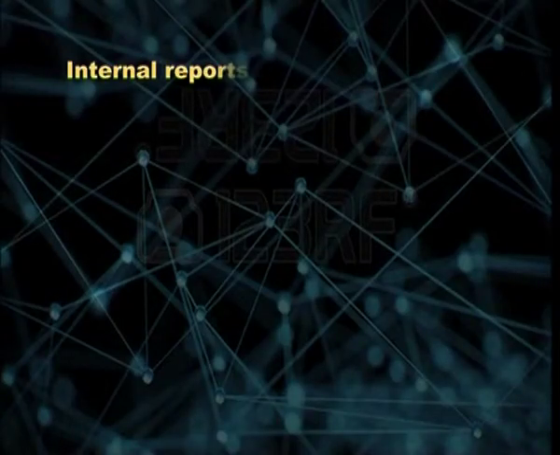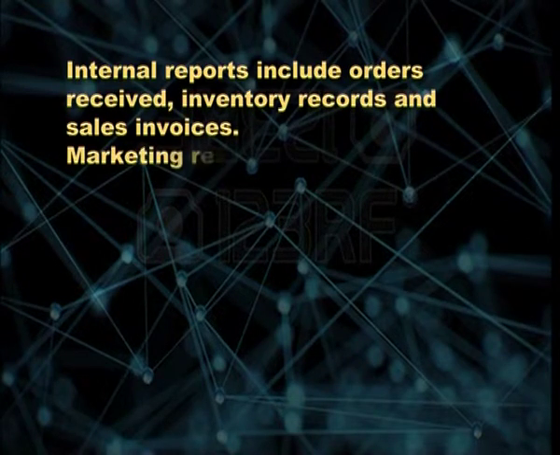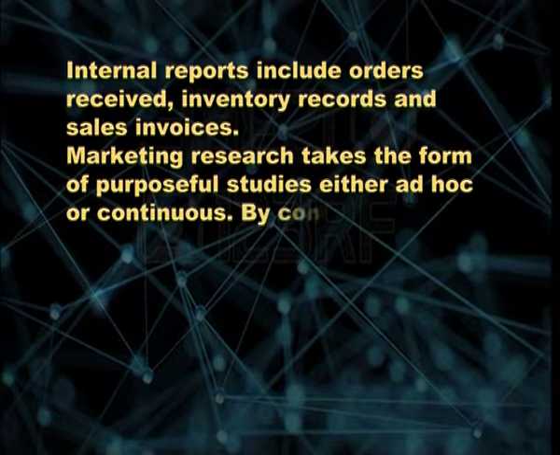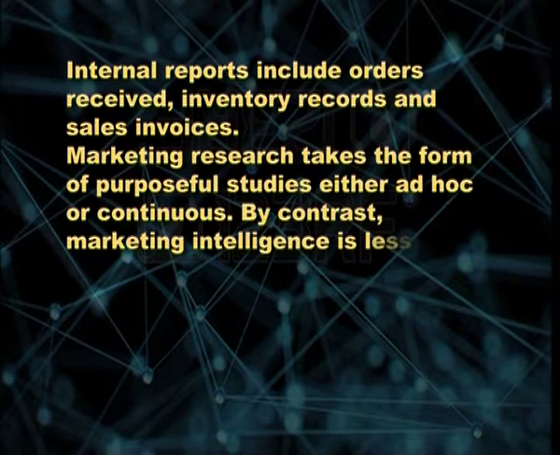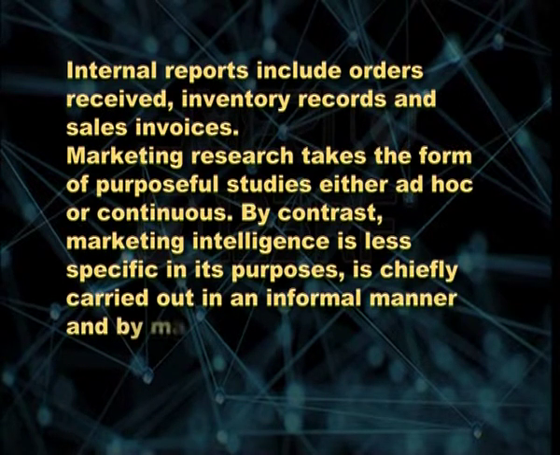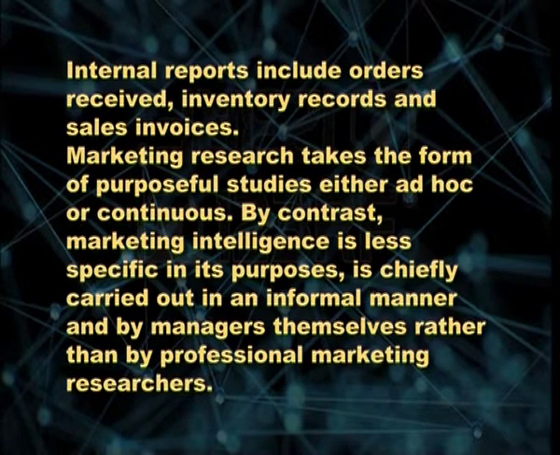A marketing information system has four components: the internal reporting system, the marketing research systems, the marketing intelligence system, and marketing models. Internal reports include orders received, inventory records, and sales invoices. Marketing research takes the form of purposeful studies, either ad hoc or continuous. By contrast, marketing intelligence is less specific in its purposes, is chiefly carried out in an informal manner and by managers themselves rather than by professional marketing researchers.